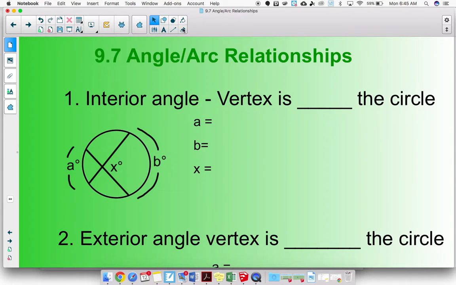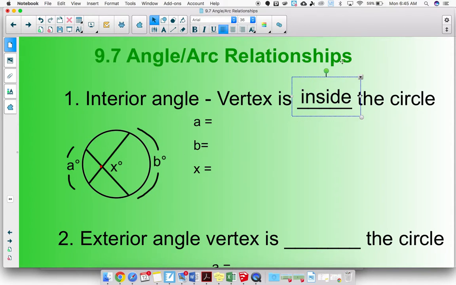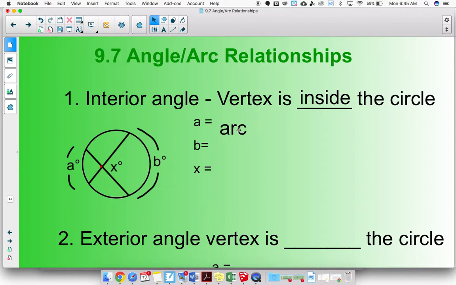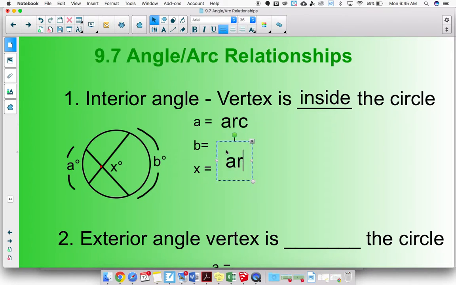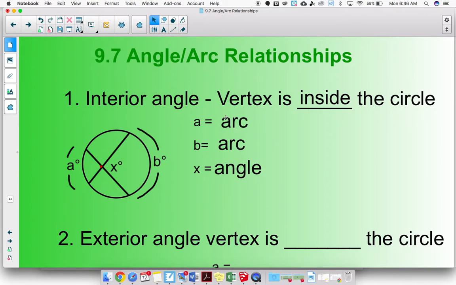which equation to use. So, first one is when the vertex of the angle, see x is in the interior here. When this vertex is inside the circle, then we're going to consider this an interior angle. All right, and so notice A is going to be an arc, and arcs are really just the curved part of the circle. Okay, B is also going to be an arc, and X is going to be the angle, just an angle.